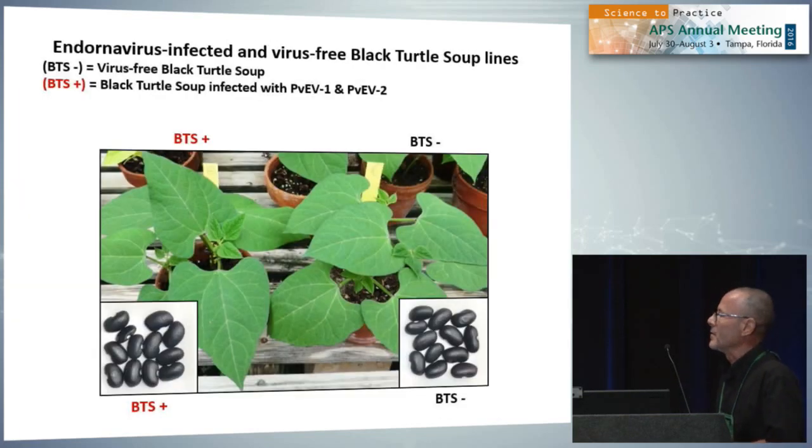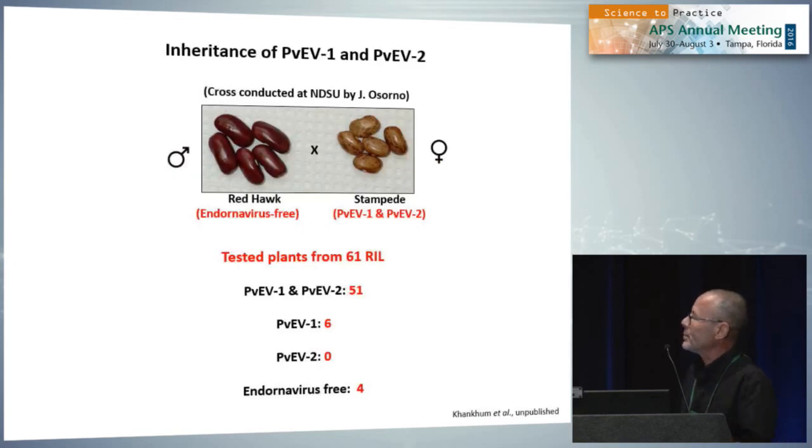So, these two lines of black turtle soup that I mentioned at the beginning that I selected, we began to conduct comparative studies, and essentially, as with other persistent viruses, there was just no difference in the phenotype or the seed morphology.